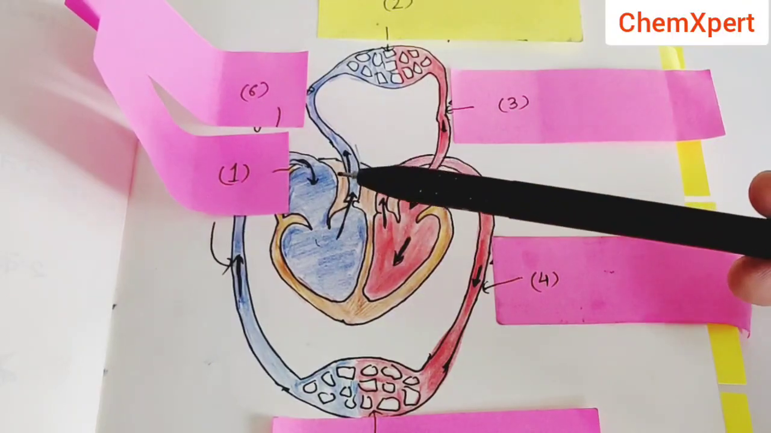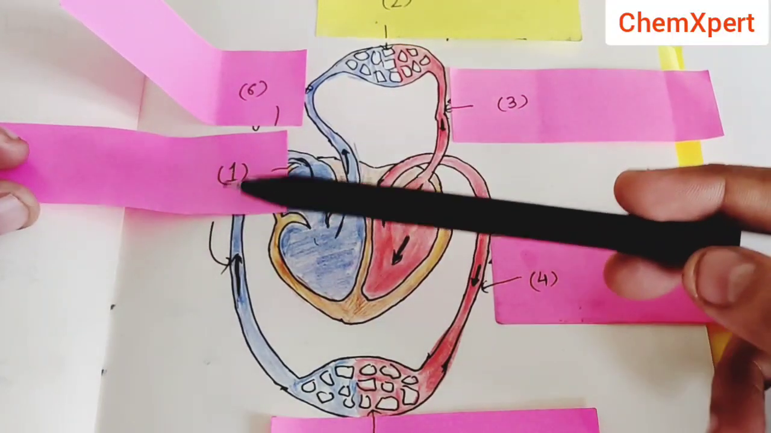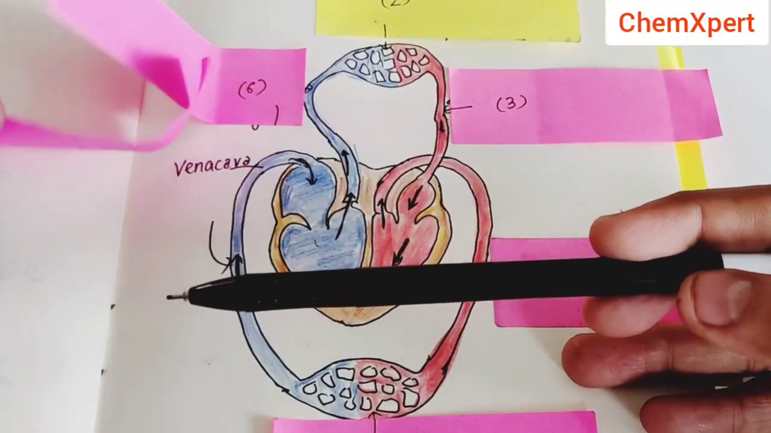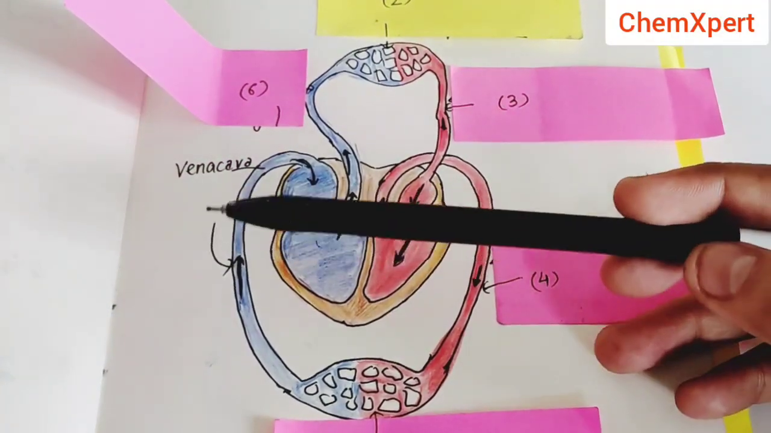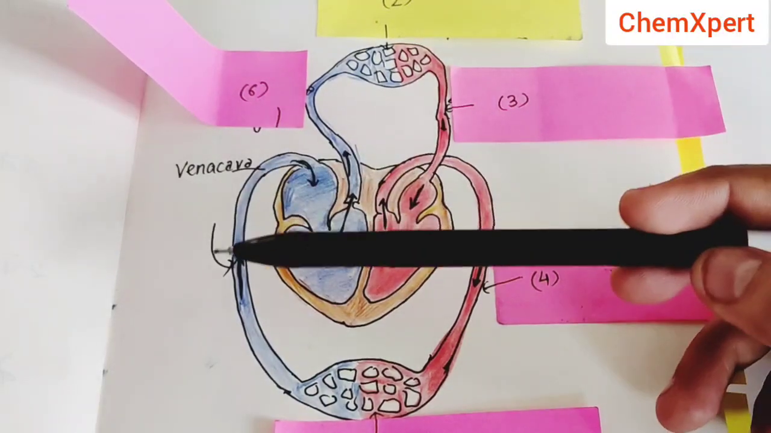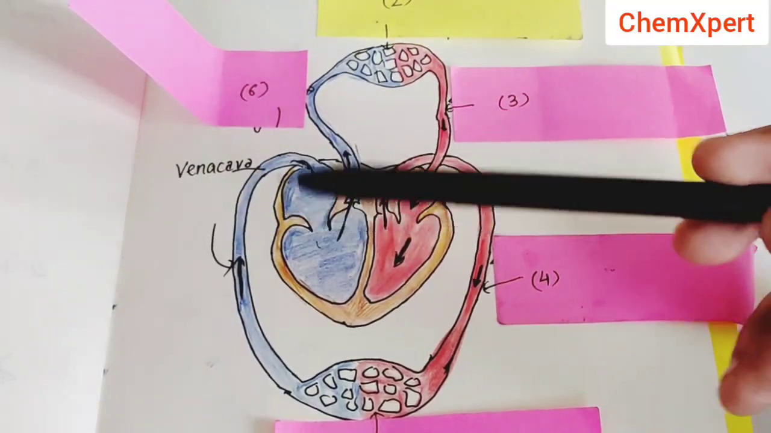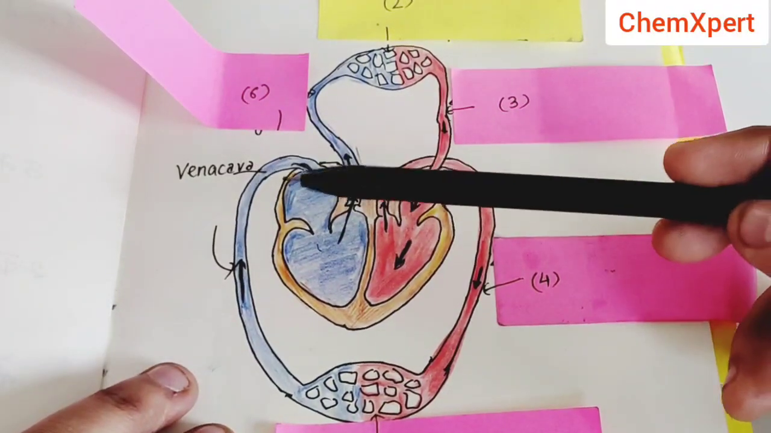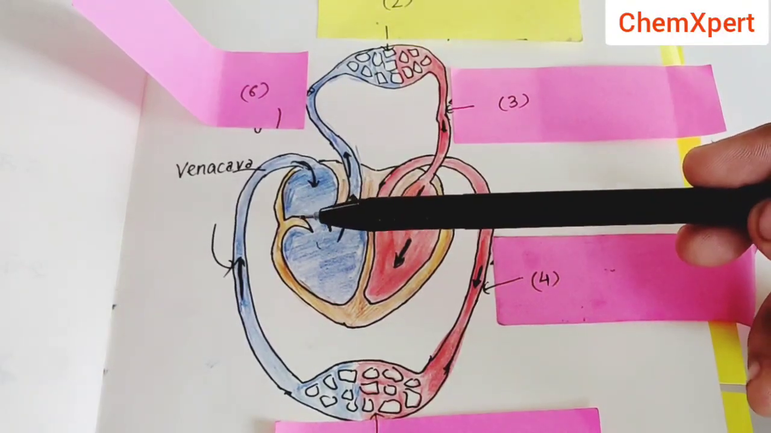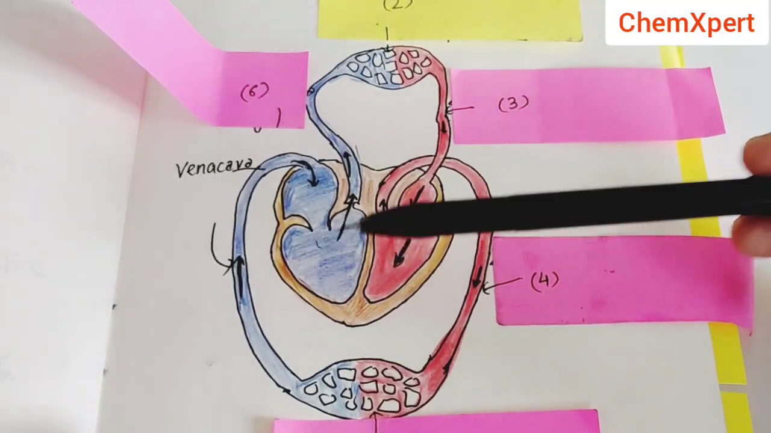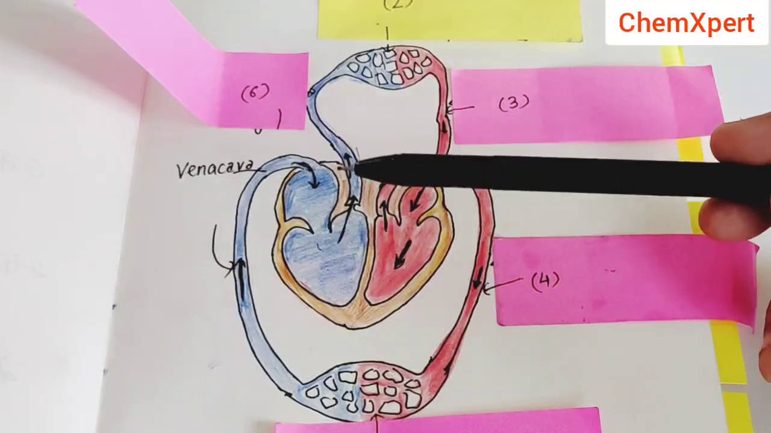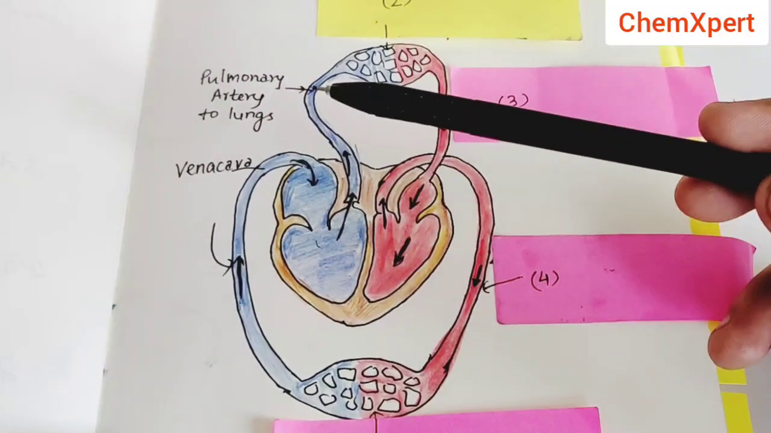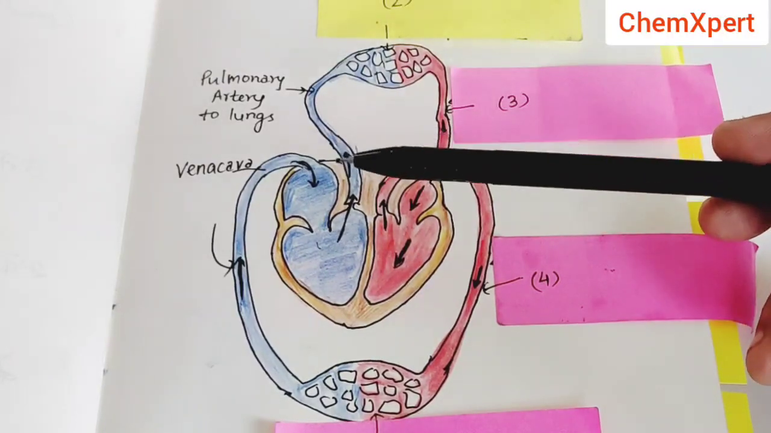So here the first section is the vena cava, that is the inferior and superior, which collect the blood from the different body parts, and this is deoxygenated blood that contains carbon dioxide in it, that is why it is represented blue in color. So this deoxygenated blood reaches the right atrium, then it reaches the right ventricle. From here it is pushed into this pulmonary artery.